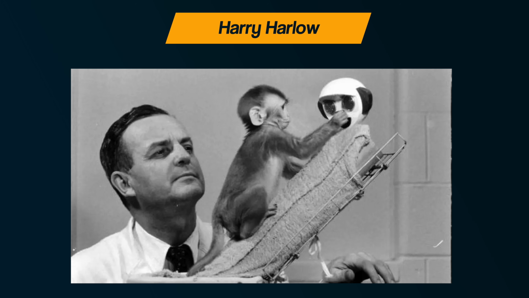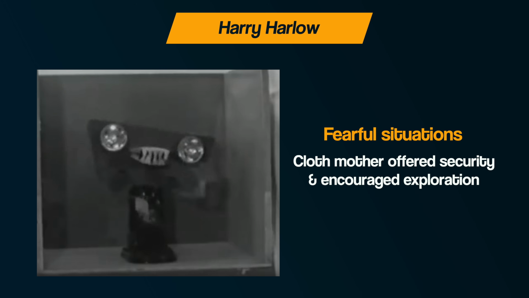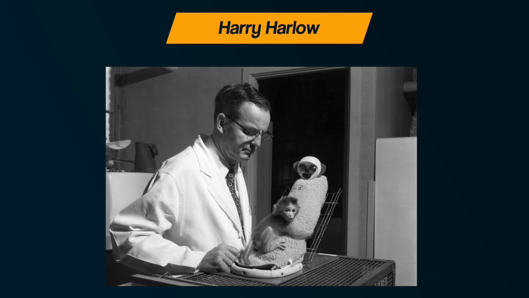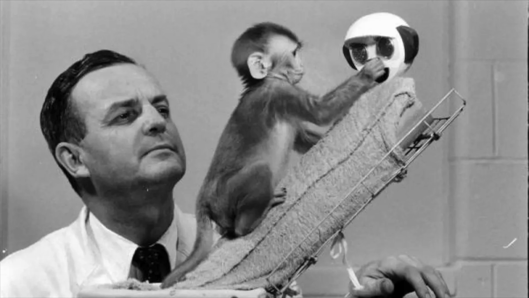Harry Harlow's studies with rhesus monkeys showed that emotional comfort, not just food, is key to attachment. Monkeys preferred soft cloth surrogates over wire ones that provided food, emphasizing the importance of contact comfort. In fearful situations, the presence of the cloth mother offered security and encouraged exploration. Later research with motherless mothers revealed long-term social and maternal deficits, highlighting the critical role of early attachment for healthy emotional and social development.